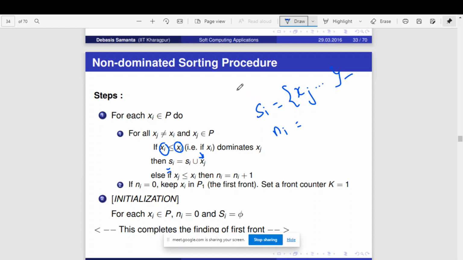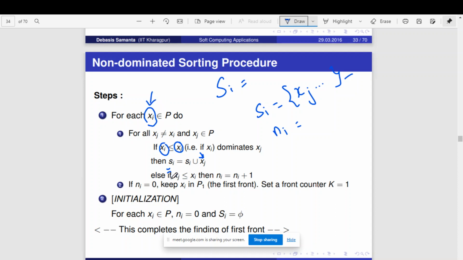Which Si? This Si or the other Si? What is that? Ni should be, is there anybody dominating the ith individual? This is what Ni. Is it clear? Ni should be what? How many individuals are dominating the ith individual?